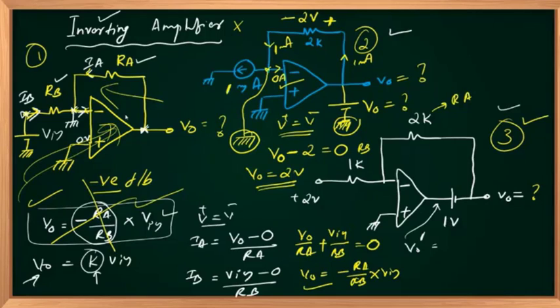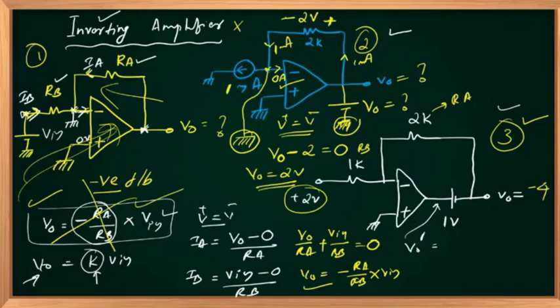What is input signal? Vin is nothing but 2 volts. So gain is minus 2, input is 2 volts. So minus 2 multiplied by 2, I will get how much? Minus 4. Directly you can write. Everybody got minus 4? Right. Any issues? How did you get minus 4?